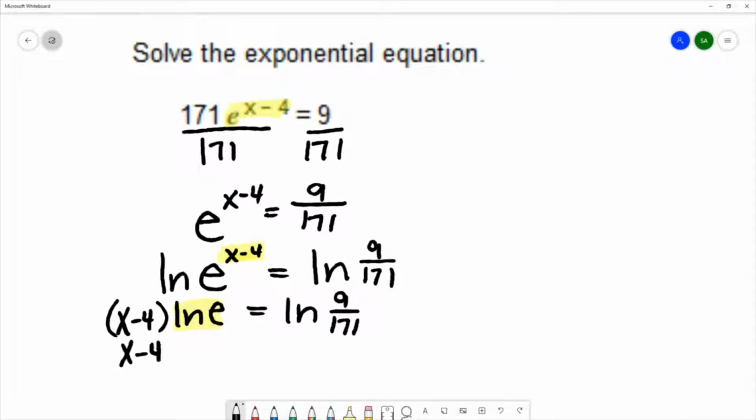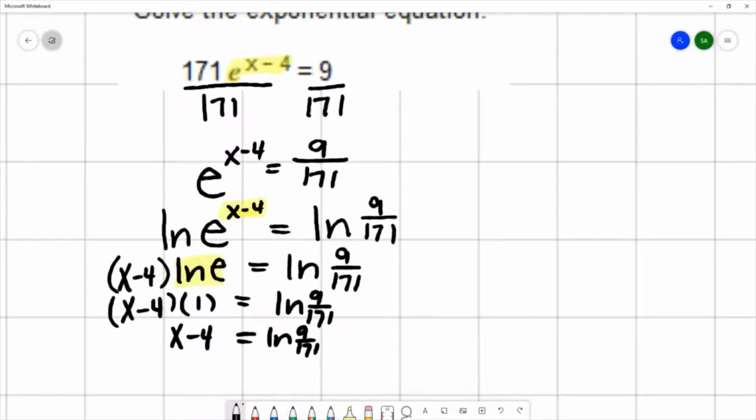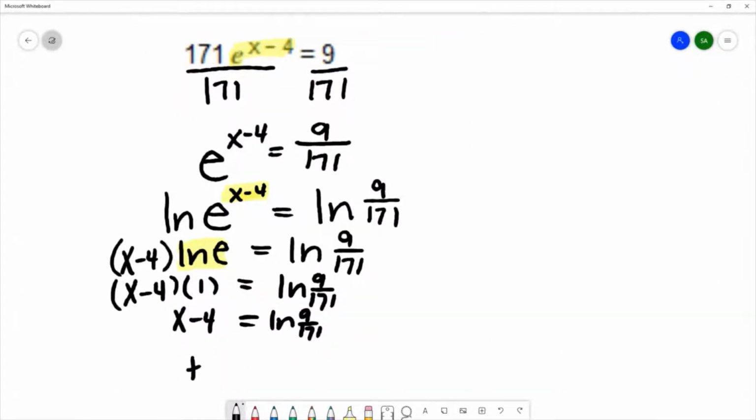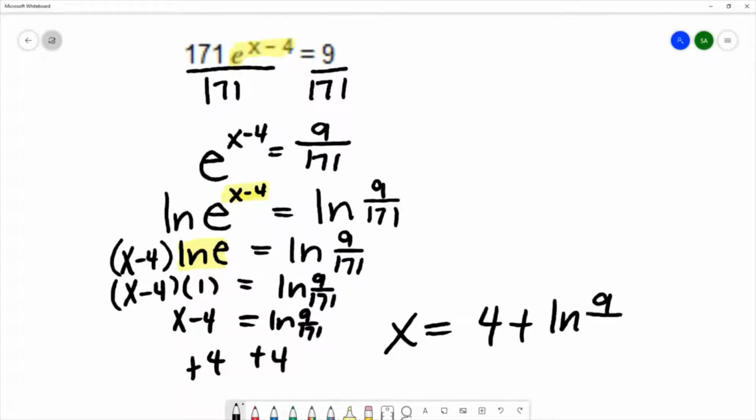x minus 4 times 1 is x minus 4. And the right-hand side, I'm just copying down to be natural log of 9 over 171. Now finally, I can get x by itself by adding 4 to both sides. And I have my solution of 4 plus natural log of 9 over 171.